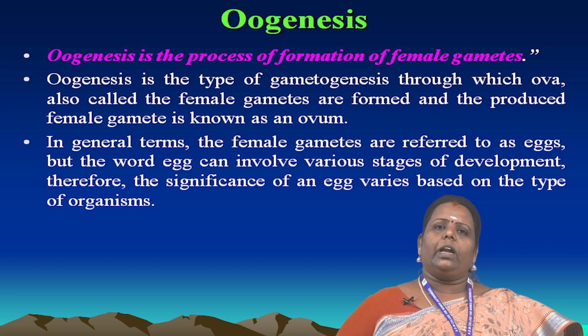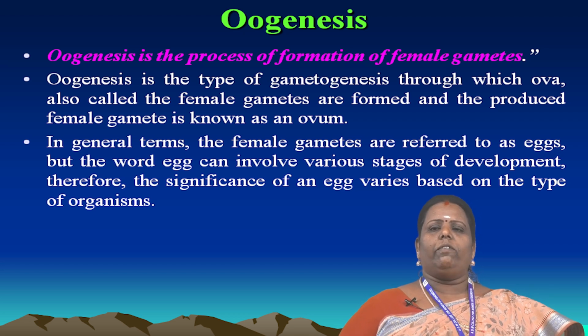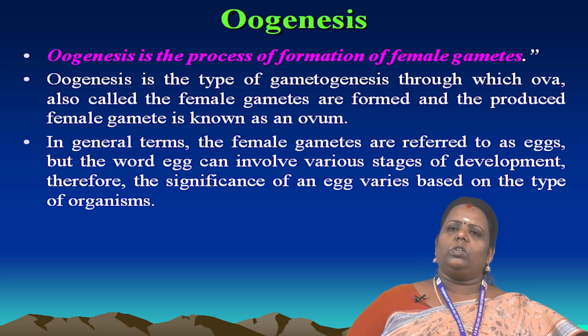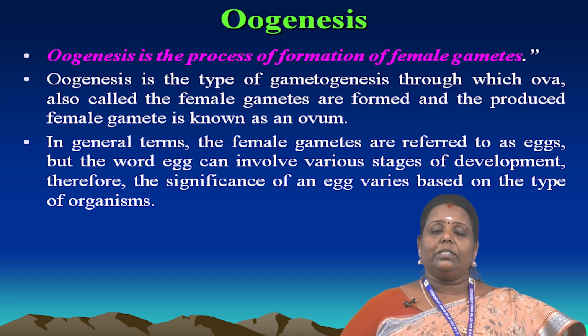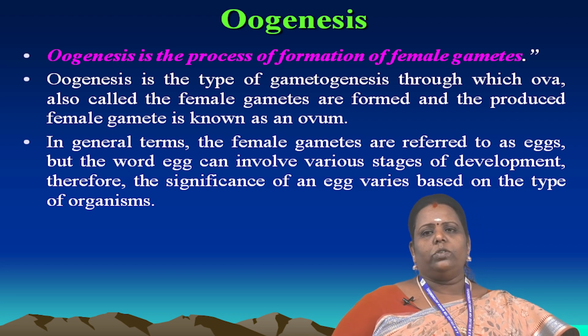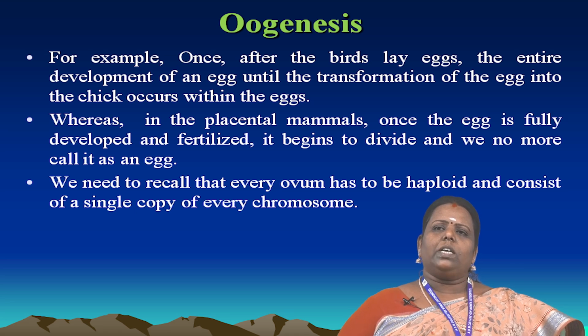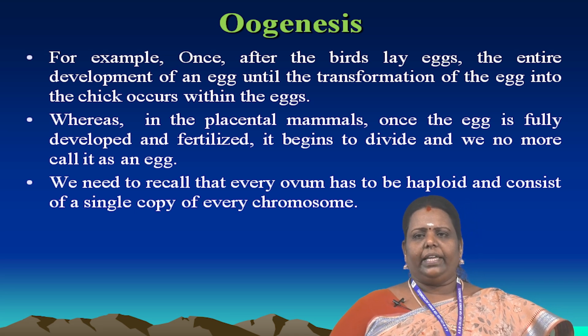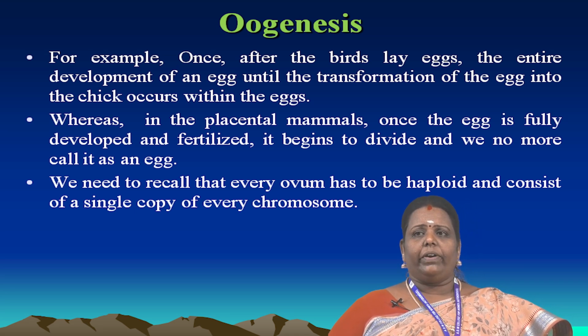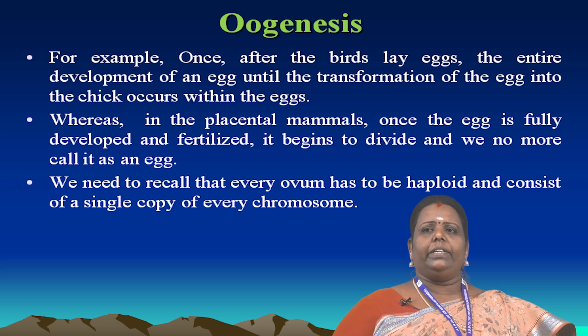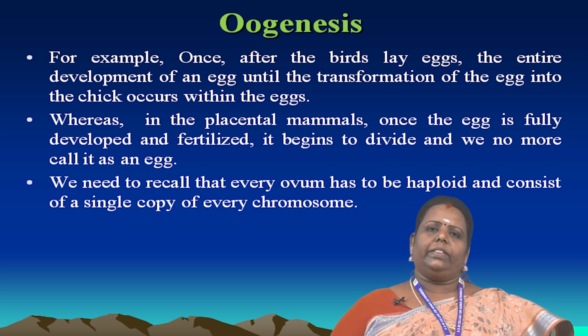In invertebrates, animals also develop in the egg, and in mammals different stages of development also occur in the egg. So generally it is called an egg. For example, once a bird lays the egg, the entire development, until the transformation of the egg into the chick, occurs within the egg.